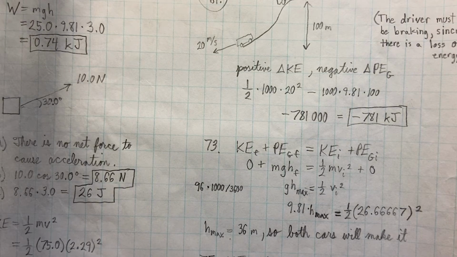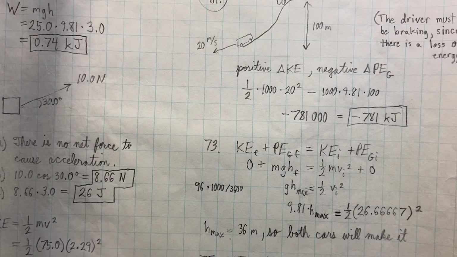It's the speed it starts with before it begins to coast. And it's got an initial potential energy, which is 0 because it hasn't gone up the hill yet. Then things cancel and we end up with g h max equals 1/2 vi squared. If you wanted to just do g hf instead of g h max, that's fine. It's just a question of symbols. It doesn't really matter. And then you do some plugging and chugging.